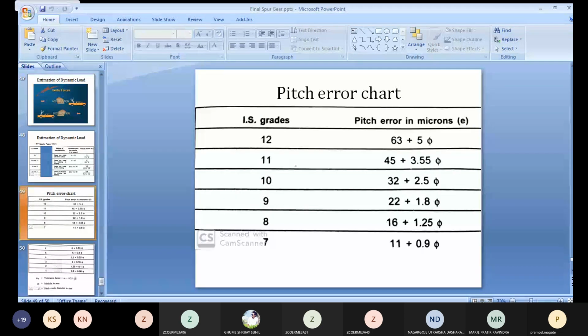So you can just write down the following are the values of error. Following are the values of error. Write down as per the grade.